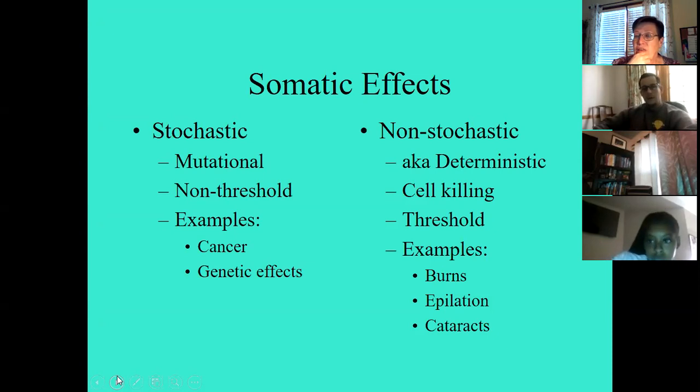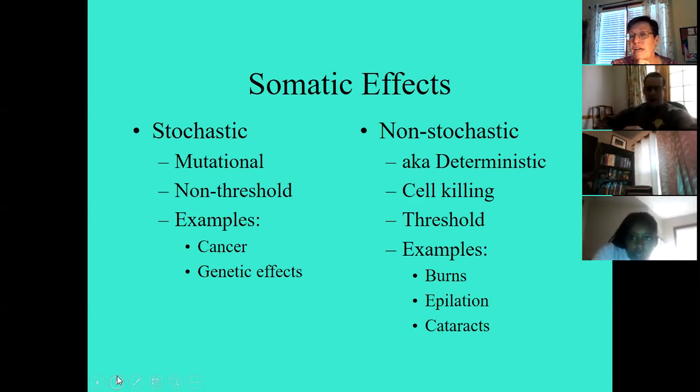So again, when we think of somatic effects, the main stochastic effect that we look at is cancer induction. Radiation is a carcinogen. We'll spend the last unit in the course talking about that. And again, the higher the amount of exposure, the greater the probability of developing the condition, but no change in the severity of the condition.